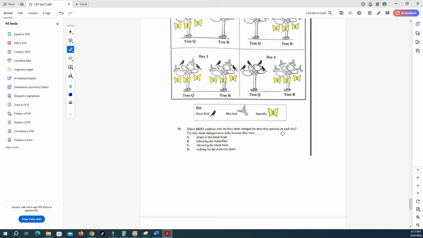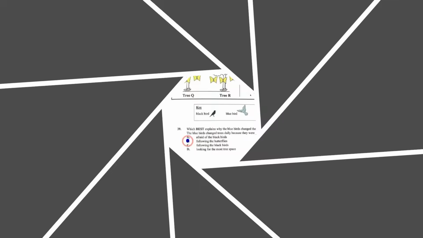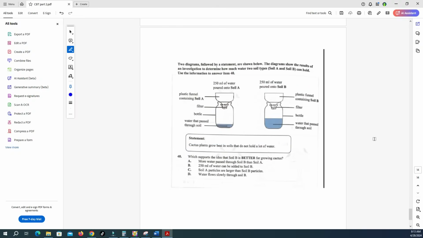All right, so which best explains why the bluebirds change the trees they perch on each day? I'll say that they're always following the butterflies. Of course. All right, cool. And the last one, 2 diagrams below. 2 diagrams followed by a statement are shown below. The diagram shows the result of an investigation determining how much water 2 soil types, soil A and soil B, can hold. Use the information to answer item 40.